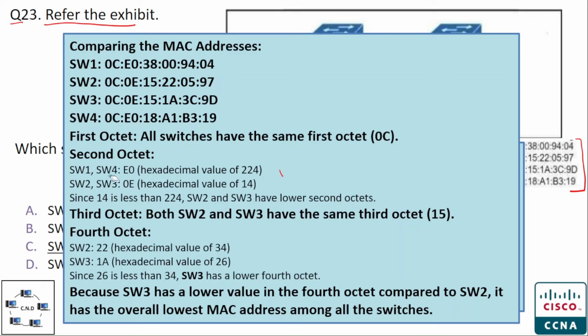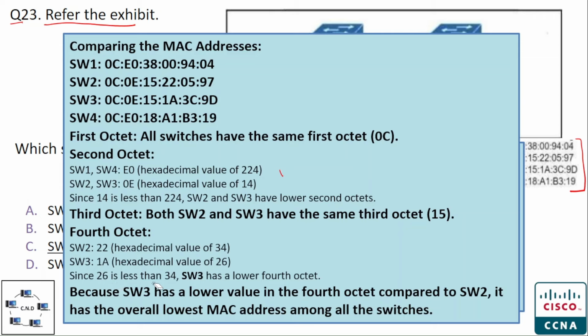So switch 1 and switch 4 will be discarded, and now we have competition between switch 2 and switch 3. So we will again compare the third octet of switch 2 and switch 3, and both have the same 15. Fourth octet: switch 2 has 22 and switch 3 has 1A. So 22 is equal to 34 and 1A is equal to 26 in hexadecimal.